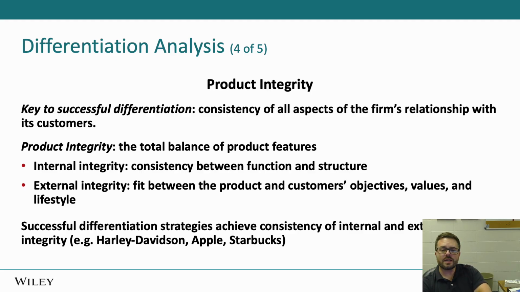And then there's external integrity, the fit between the product and the customer's objectives, values, and lifestyle. If Monsanto tried to release a line of organic foods, that would be poor external integrity. Customers don't associate the Monsanto brand with chemical-free organic products. And good products do both of these. There's good internal integrity. The product functions as intended. There's sort of a quality control issue here. And there's also external integrity. The features of the product and the product itself align with the lifestyle or the habits of their customers.